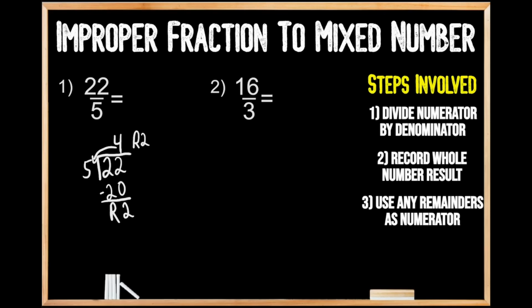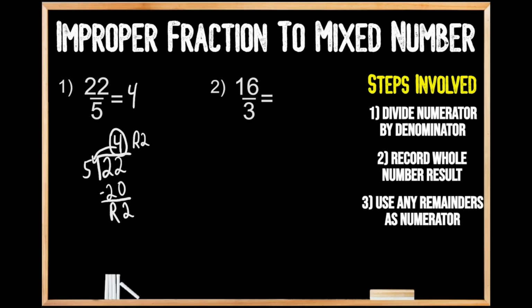So now we can move on to step number 2, where we're going to record our whole number result. In this case, we had a whole number of 4. So for our mixed number, the whole number value is going to be 4 because we could make 4 groups of 5 out of 22.